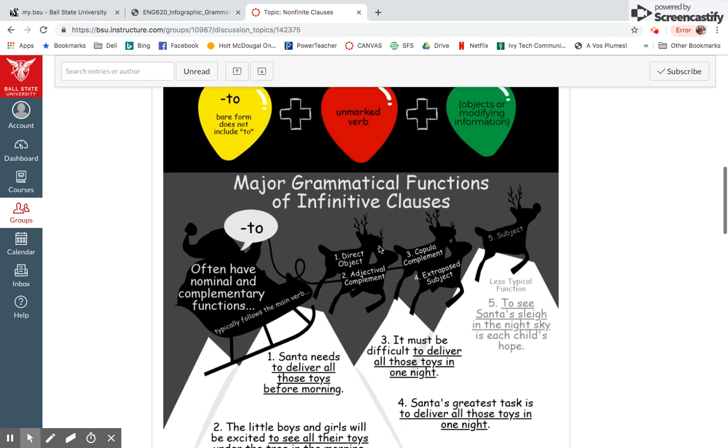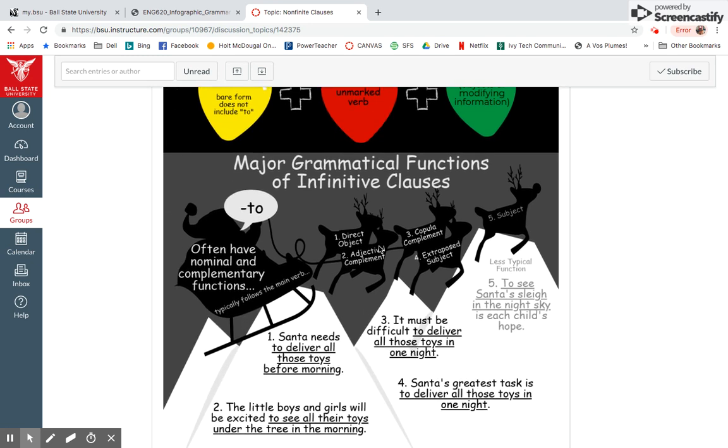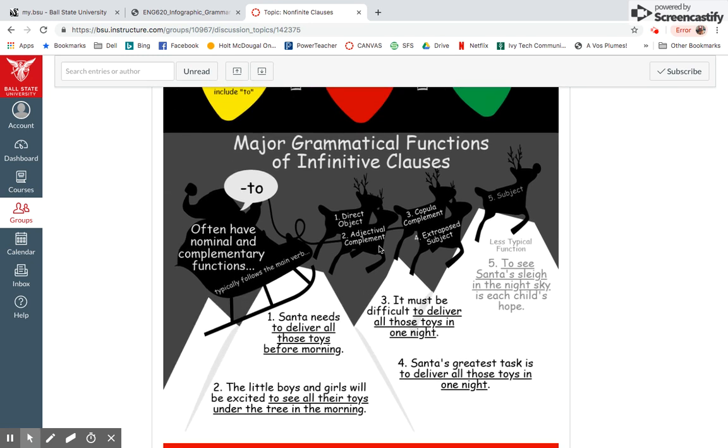Next up, for the major grammatical functions of infinitive clauses, I think you did a really good job here. I especially like the fact that the less prototypical function is in a lighter font. I really like that touch.